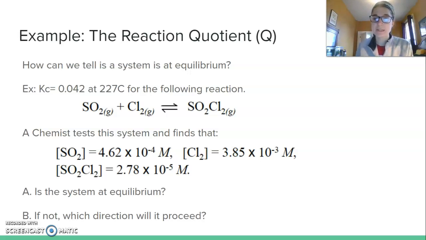So the first question is, is this system at equilibrium? And if it's not at equilibrium, which direction will it proceed? Meaning, will the forward reaction take place more or the reverse reaction?